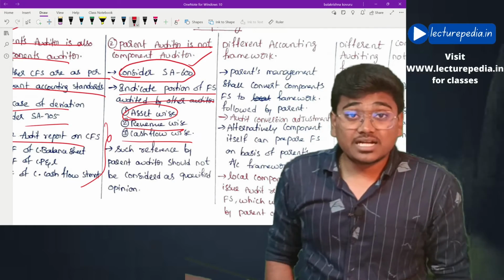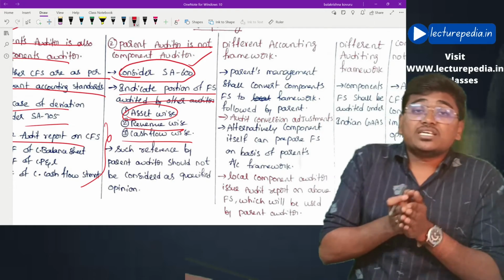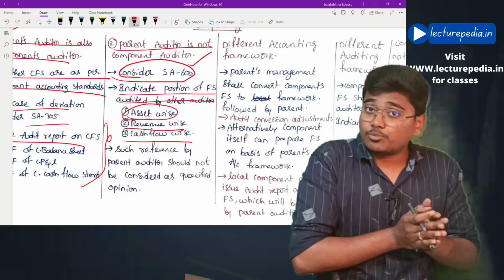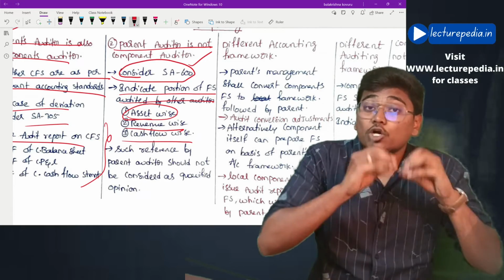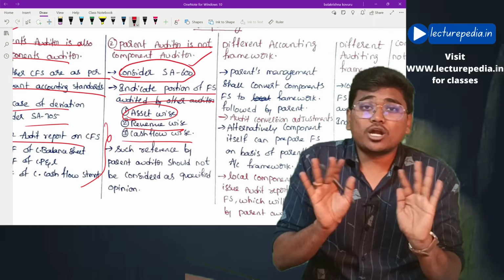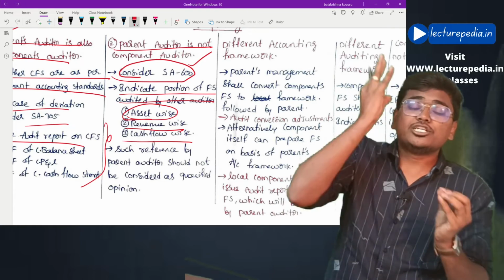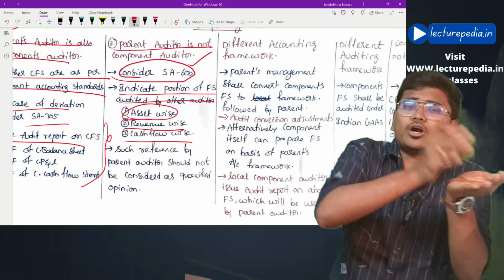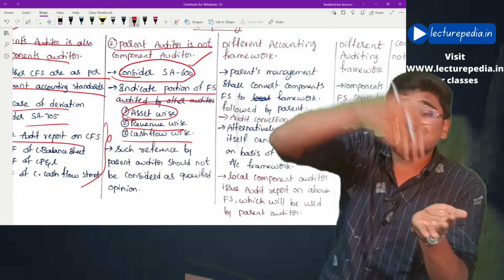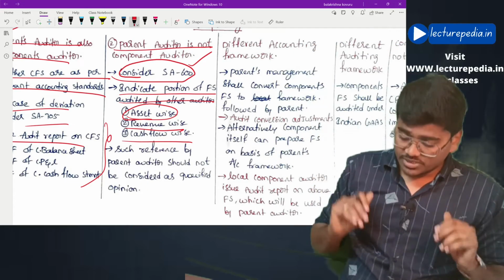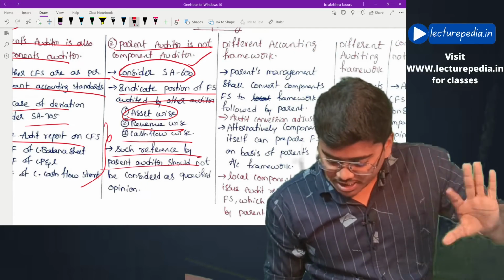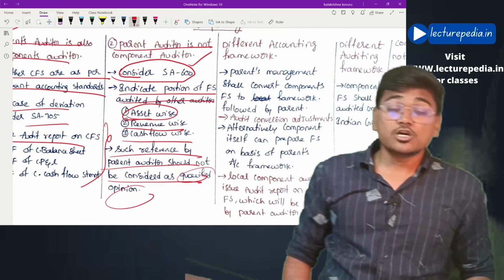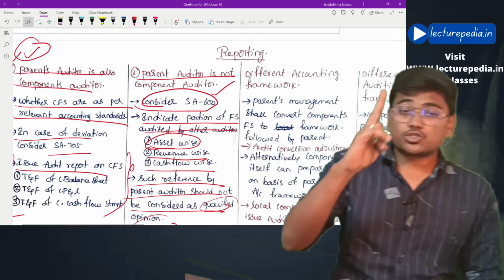And you should remember that such a disclosure made by the parent auditor in his consolidated financial statement audit report should not be considered as a qualification. It is not a qualification. He is just giving a disclosure that this much amount of assets or revenue is audited by some other auditor. You should not consider this as a qualification. Hope this is clear. Such reference by the parent auditor should not be considered as a qualified opinion. These are the first 2 scenarios.